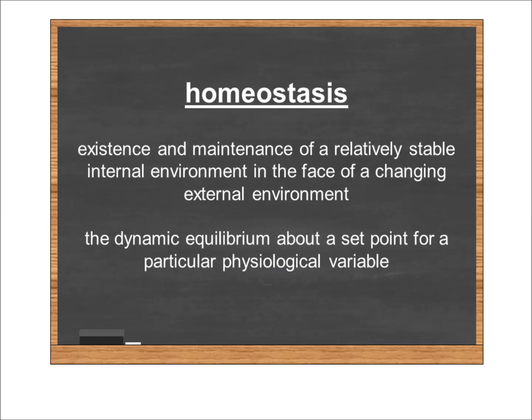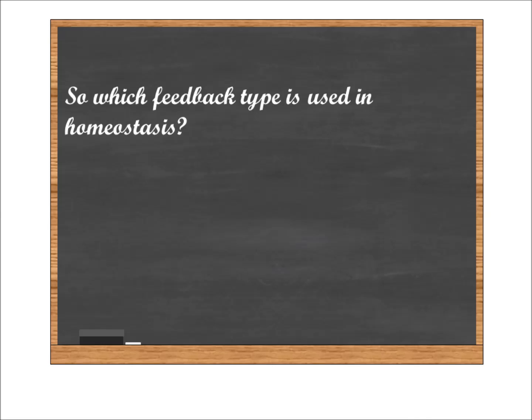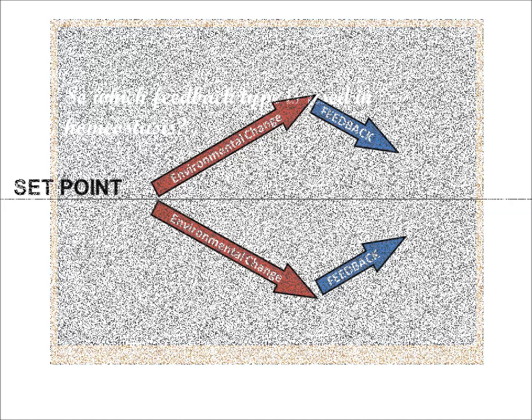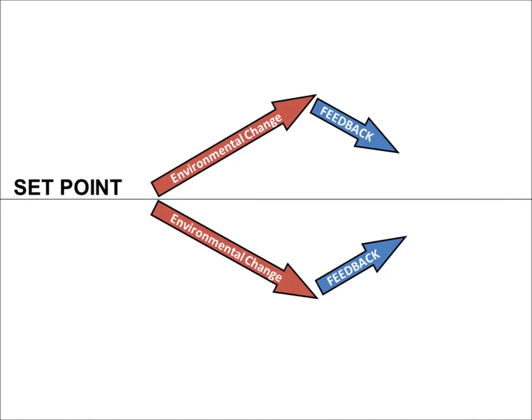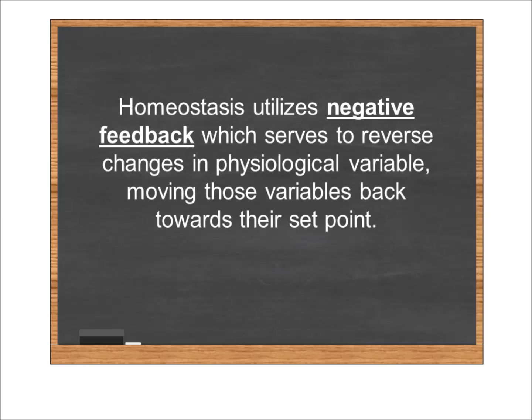So, okay, does homeostasis use positive feedback or negative? Well, given that our goal is balance, you should recall this figure from the last video. In negative feedback, when environmental changes occur, whether they are increases or decreases in a particular variable, negative feedback reverses them. And that means pushing them back towards set point, and that means maintaining balance. So homeostasis is going to use negative feedback.